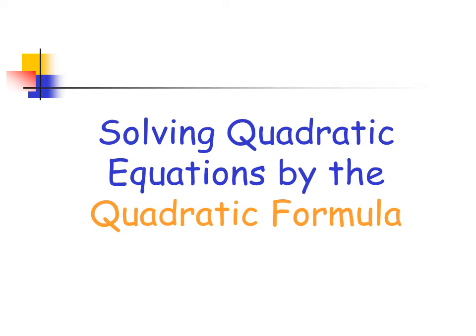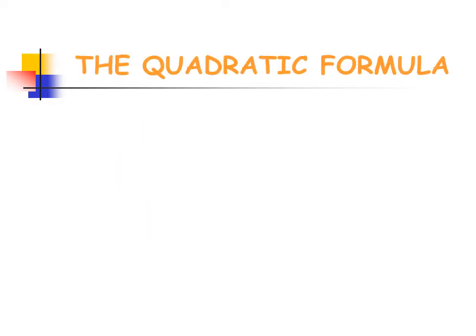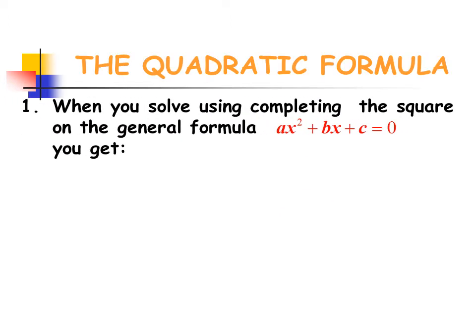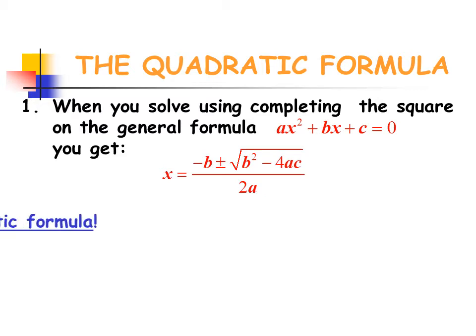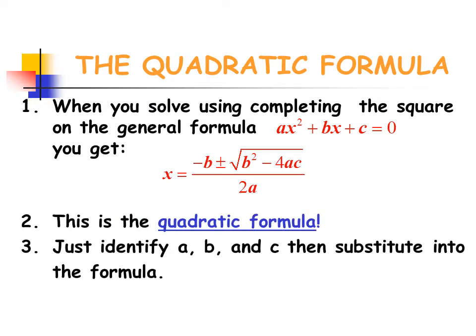All right, now we're going to talk about how to solve quadratic equations using the quadratic formula. When you solve using completing the square on the standard form of the quadratic equation, ax squared plus bx plus c, you actually end up with the quadratic formula. So all you have to do is identify what the a, b, and c are in your standard form and just plug them into the quadratic formula.